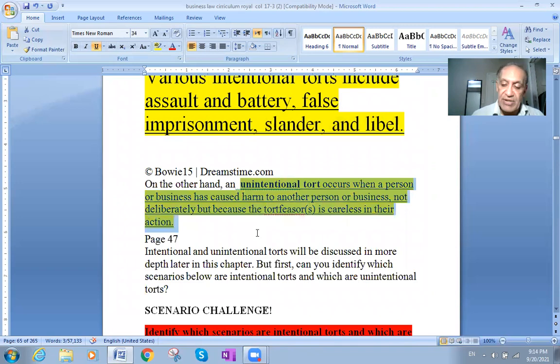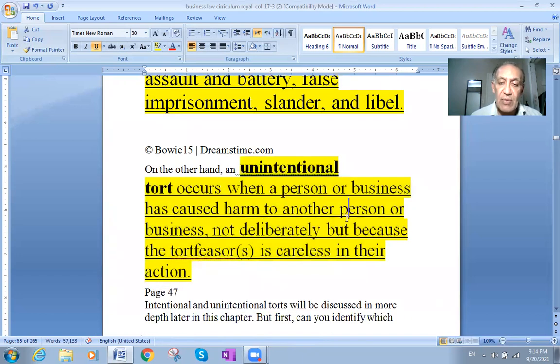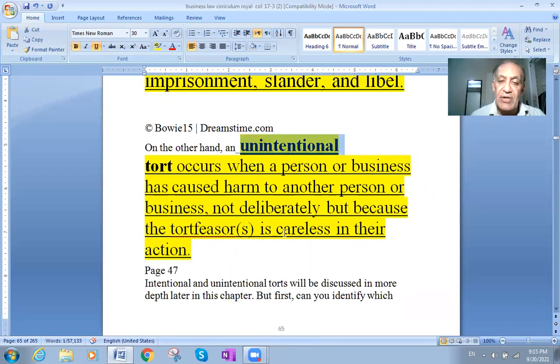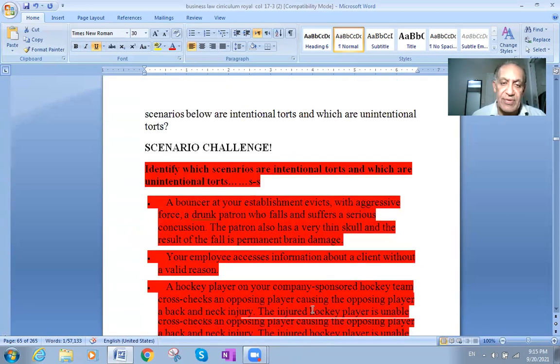But unintentional tort occurs when a person or a business has caused harm to another person or business, but not deliberately, but because the tortfeasor is careless in their action. The reason for the unintentional is carelessness. In the first one, intentional, you did this purposely. But unintentional is a kind of careless behavior. You don't care. That's why it causes this kind of tort.